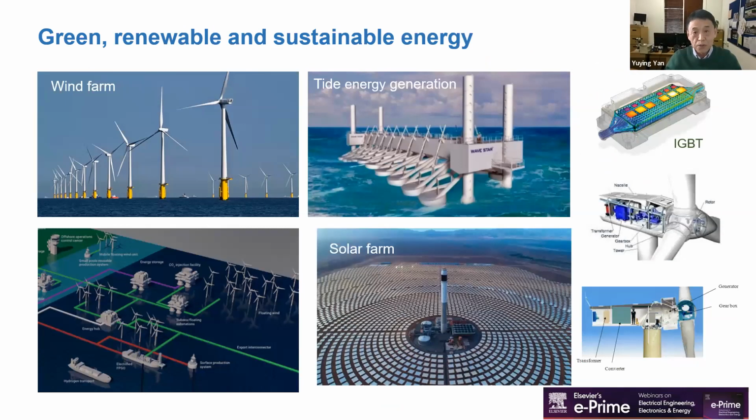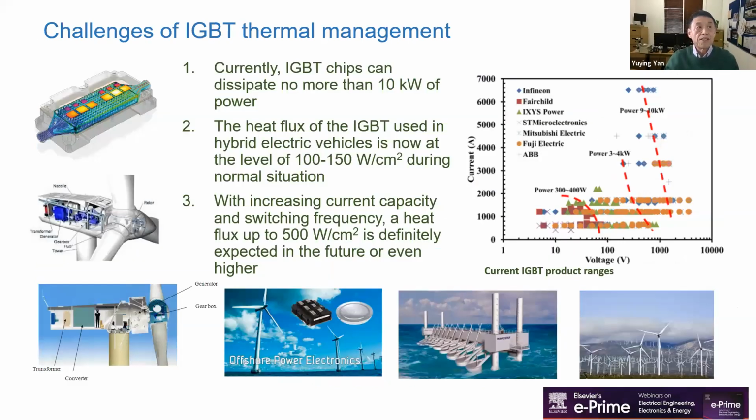Modern clean renewable energy, such as wind farms, solar farms, tidal energy generation, and their combination, is also an important part of a harmonious and sustainable society. An important component in such energy systems is the IGBT, which is a three-terminal power semiconductor device. IGBT has been widely employed in renewable energy applications and also electric cars and high-speed railways. Currently, the chips can only dissipate no more than 10 kilowatts of power. The heat flux of IGBT used in hybrid electric vehicles is now at a level of 100 to 150 watts per square centimeter during normal operation.